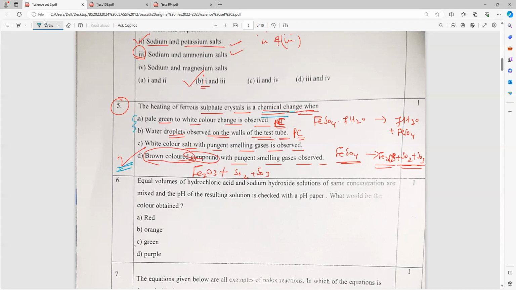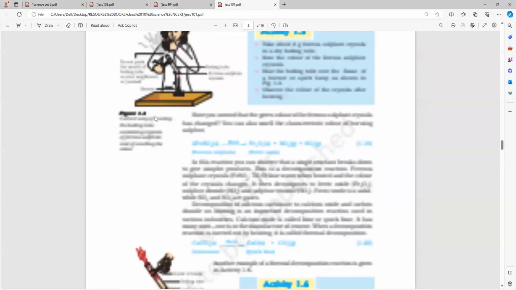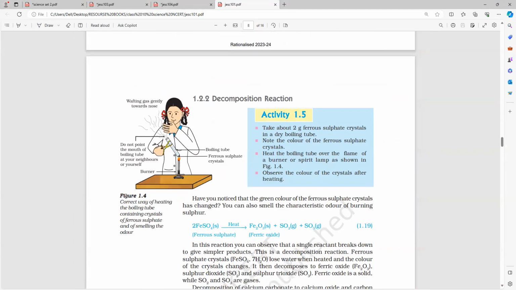Physical change means these two will come: pale green to white color change is observed, and water droplets observed on the walls of the test tube. These both are physical changes. Ferric oxide, a brown color compound, will come along with the pungent smelling gases sulfur dioxide and sulfur trioxide. That is a chemical change. That's why option D is the correct one. That equation keeps repeating every year in sample papers and board exams also. So please spend time on it, you can see how popular this equation is.